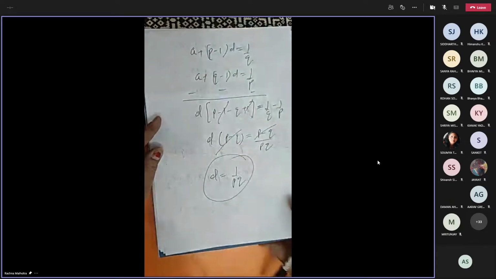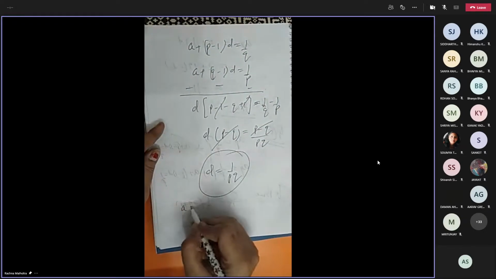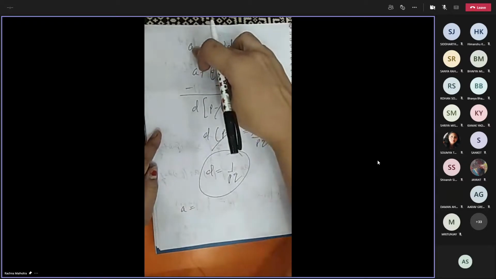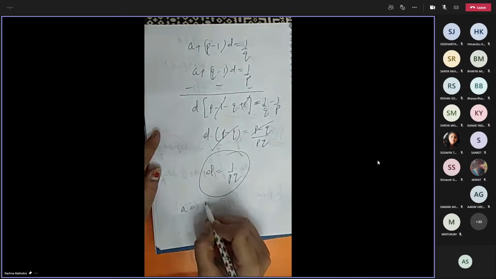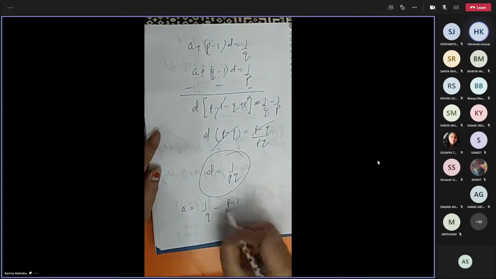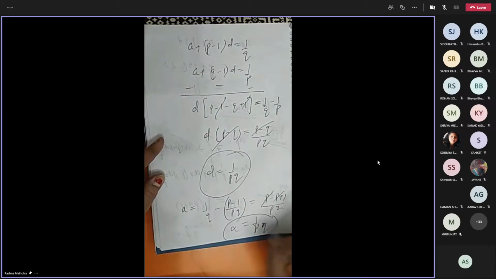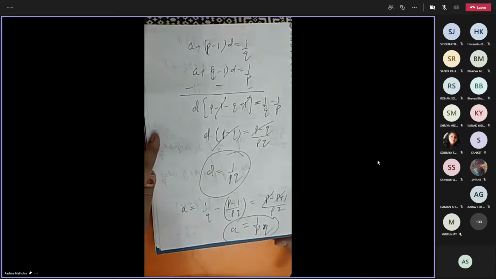Similarly, you can find A. Please tell me what is A. Which answer are you getting for this A, if you put 1 by PQ here? Yes, 1 by PQ. So A is 1 by PQ, D is 1 by PQ. We have to find the sum to PQ terms.